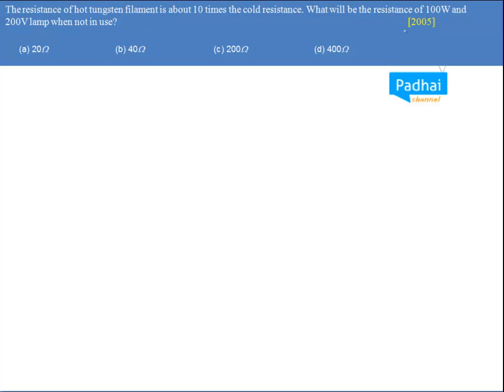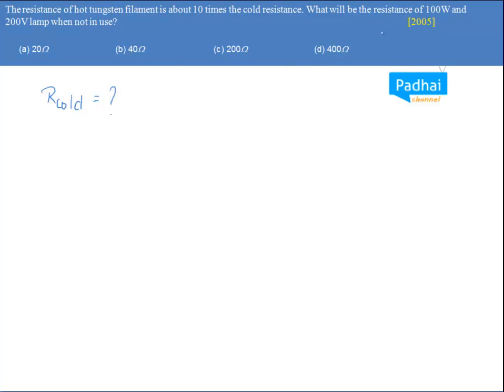Right. So it is a little confusing. Now which resistance is it talking about? Is it talking about the hot resistance or the cold resistance? Now it is saying resistance when not in use. When it will not be in use, what will happen to the filament? The filament will be cold. So that means they are talking about the cold resistance.